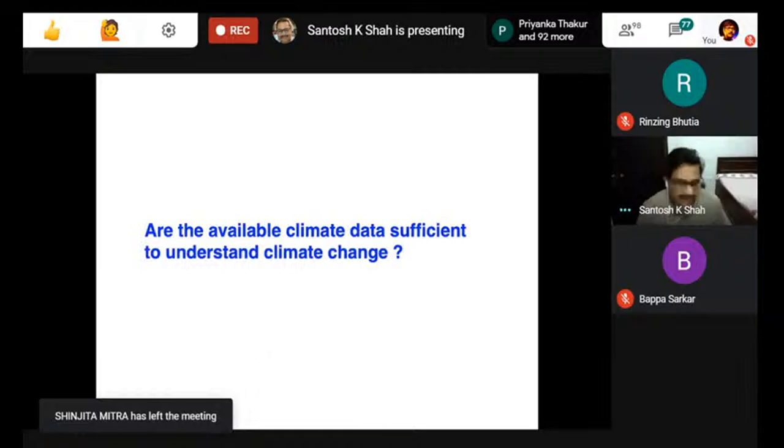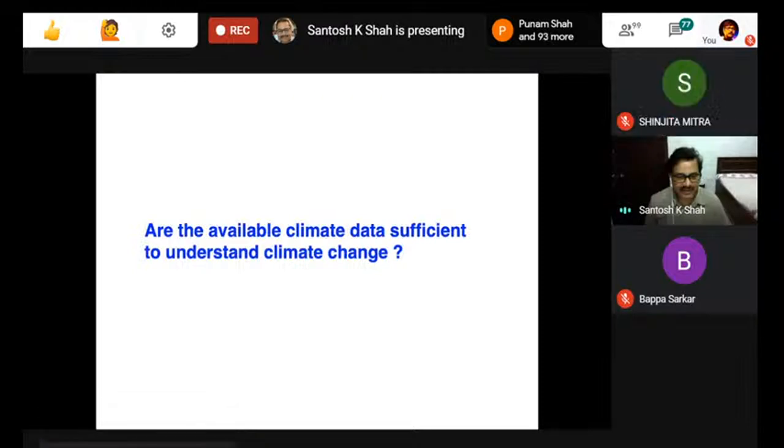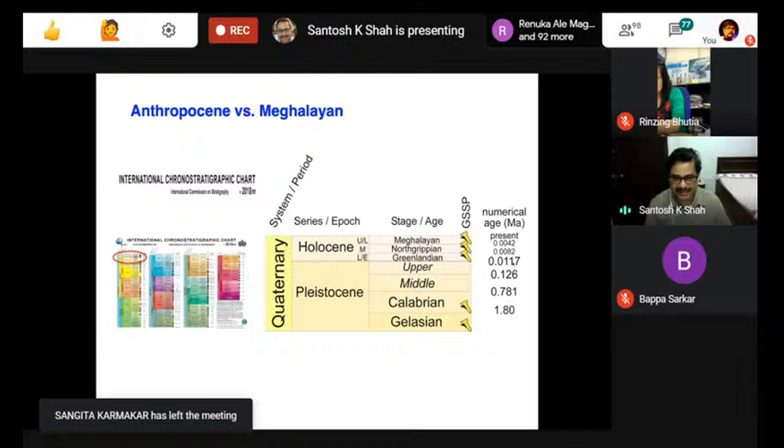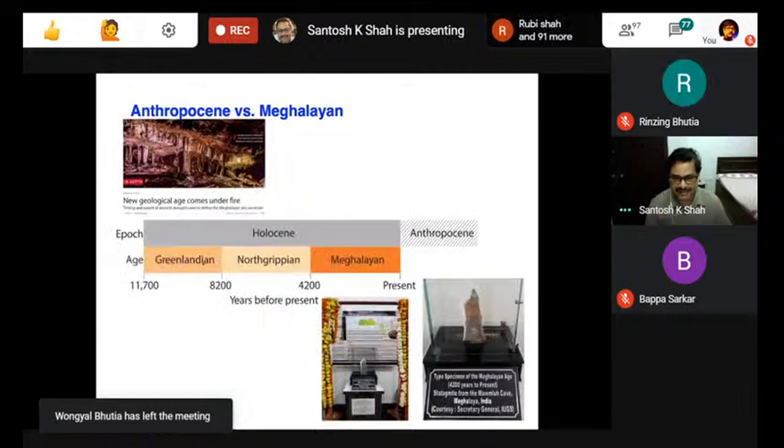But now, moving to a little bit different topic: is the available climate data sufficient to understand climate change? I want to give a short introduction about the international chronostratigraphic chart. This is the chronostratigraphic chart, where Earth is divided on a basic time scale. Earth was formed about 4.8 billion years ago, and the recent 1.8 million years is called Quaternary. The recent 11.7 thousand years is called Holocene. And this Holocene is divided into three parts: the Greenlandian, Northgrippian, and Meghalayan.